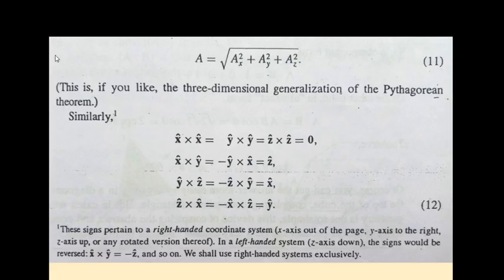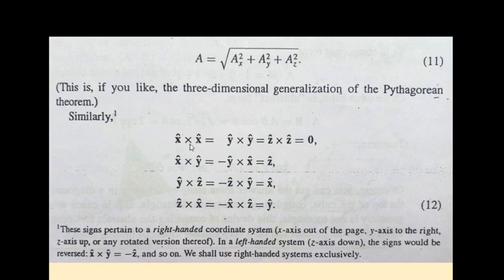So this is, if you like, the three-dimensional generalization of the Pythagorean theorem. Then you have x cap cross x cap equal to y cap cross y cap equal to z cap cross z cap, and that is always 0, because when you expand this, it becomes the product of their magnitudes times sine of the angle between these two vectors.